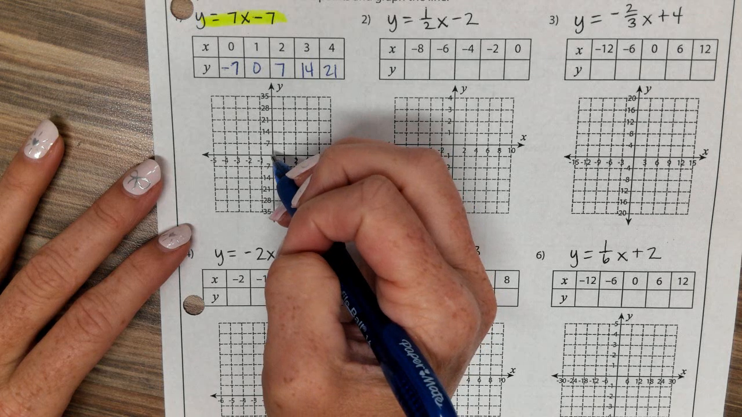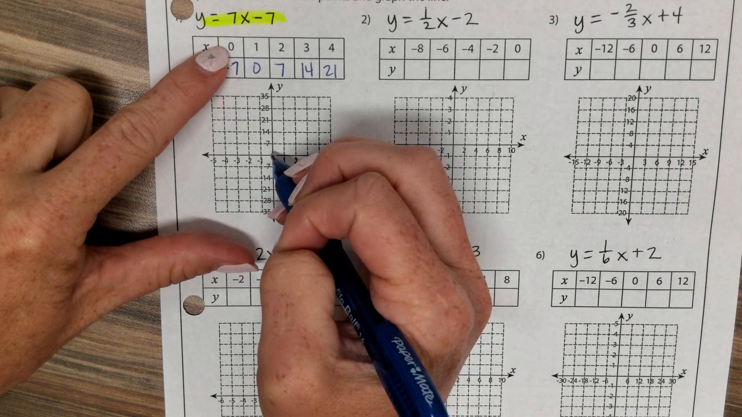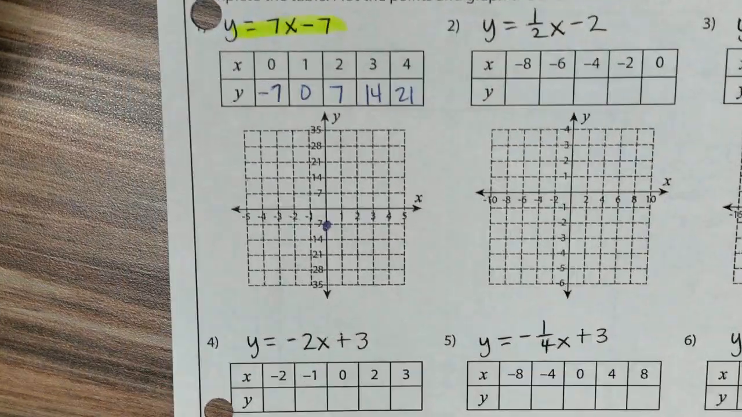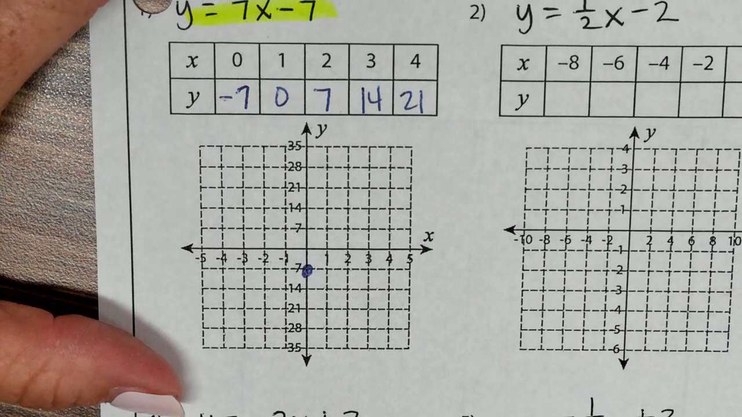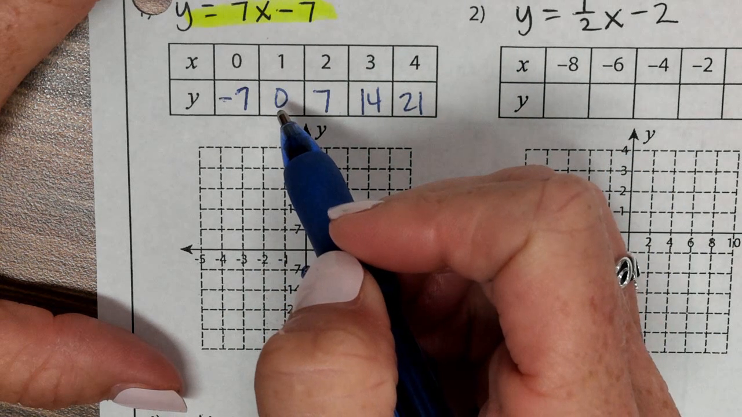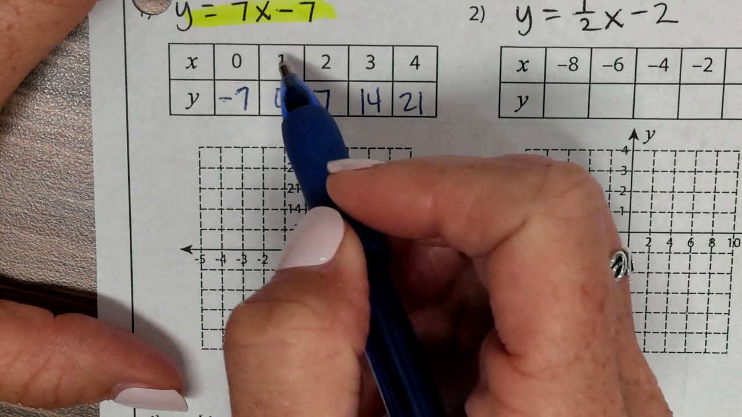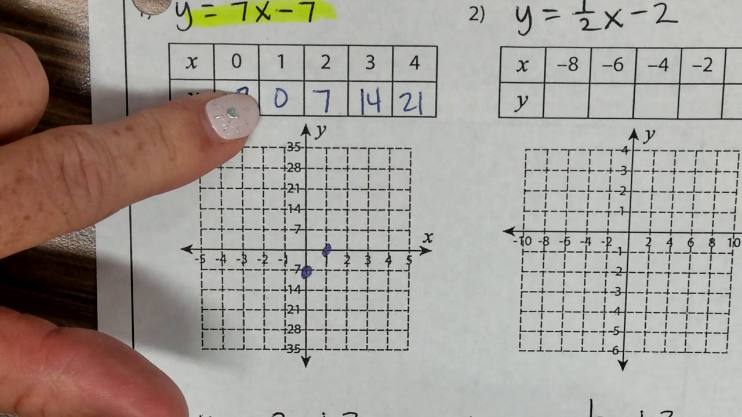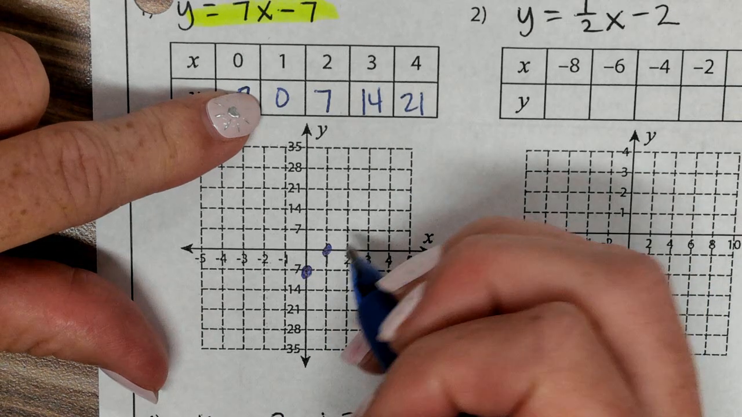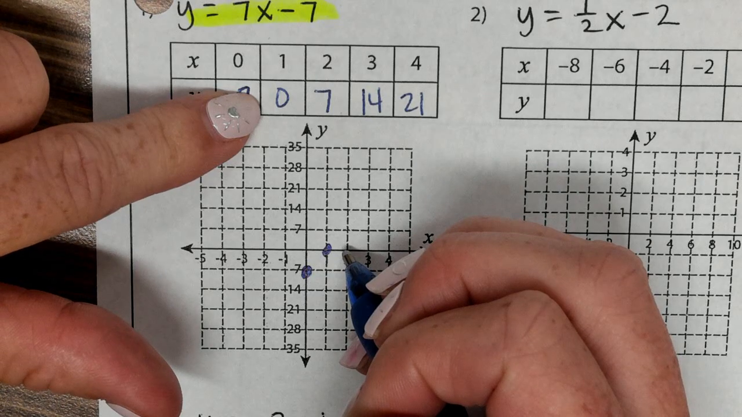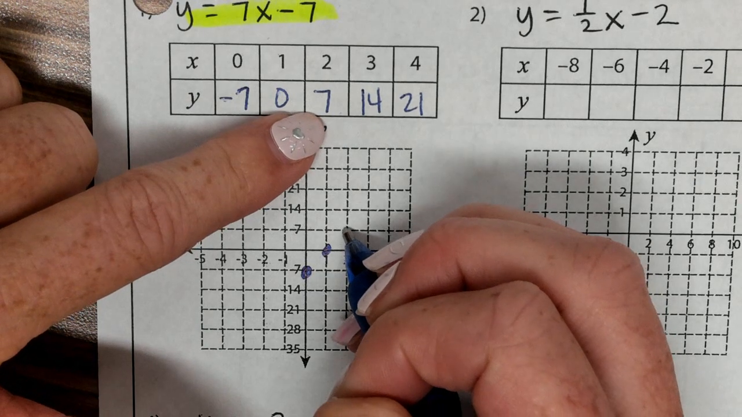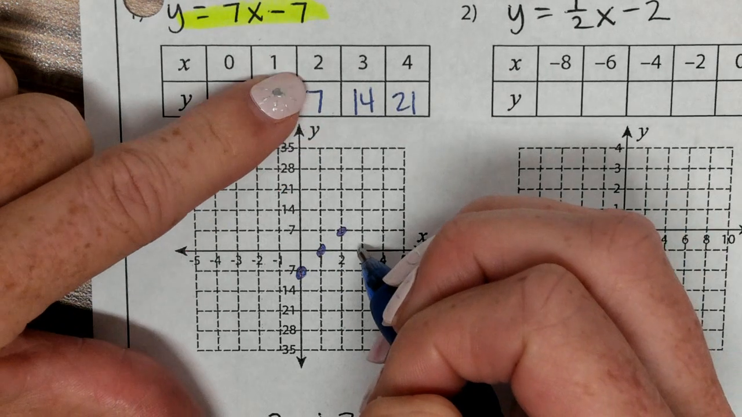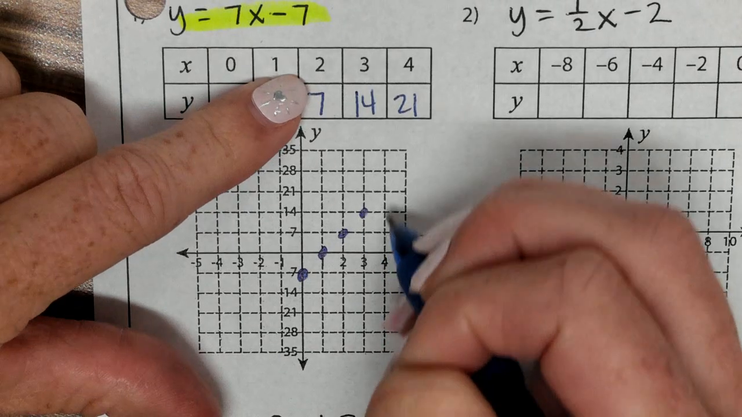So if this is 0, 0, I'm going to go to the x-axis to 0 and go down 7. There's my dot. Are y'all okay? When x is 1, y is 0, so I'm going to go to the x-axis to 1 and go up or down 0, so I stay there. When x is 2, go on the x-axis to 2, hold your pencil. Y is 7, go up to 7, which is the first spot. When x is 3, go up to 14, and when x is 4, go up to 21.